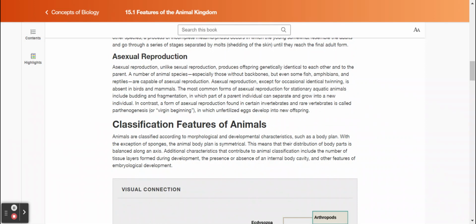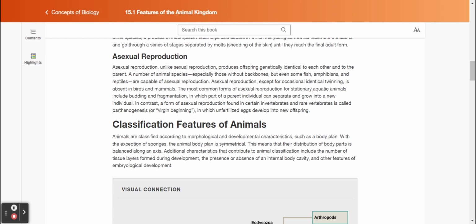Asexual reproduction. Asexual reproduction, unlike sexual reproduction, produces offspring genetically identical to each other and to the parent. A number of animal species, especially those without backbones, but even some fish, amphibians, and reptiles, are capable of asexual reproduction. Asexual reproduction, except for occasional identical twinning, is absent in birds and mammals. The most common forms of asexual reproduction for stationary aquatic animals include budding and fragmentation, in which part of a parent individual can separate and grow into a new individual.